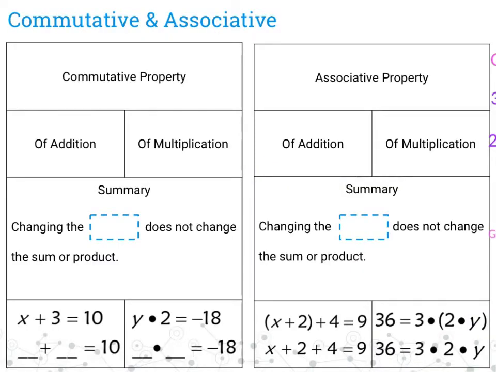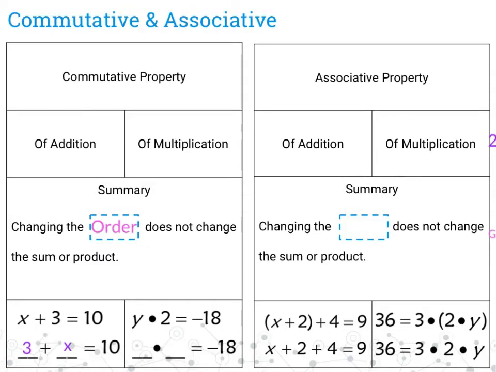So here we are. We've got to talk first about the commutative property and the associative property. Remember, with the commutative property, it can be of addition or multiplication. And a summary of it is changing the order does not change the sum or the product. So we've got a couple examples down there. When I've got x plus 3, it equals 10. The same thing would be true if I had 3 plus x equaling 10. Doesn't matter what order I add them in, I'm still going to end up being 10.